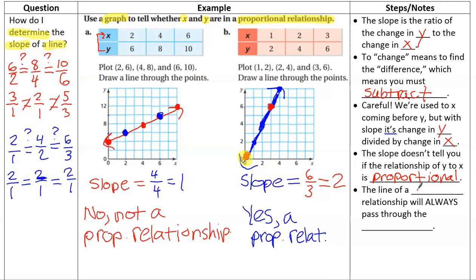The line of a proportional relationship, ooh, I have no space here. Gonna have to go a little bit off. Proportional relationship will always pass through the origin, 0, 0. If it does, it's proportional, except for if it's a vertical line, but we'll get into that later with special slopes. Okay, let's move on to the last example.